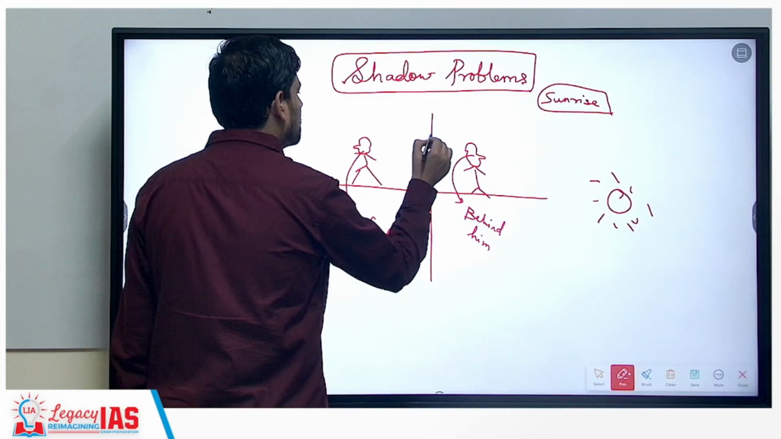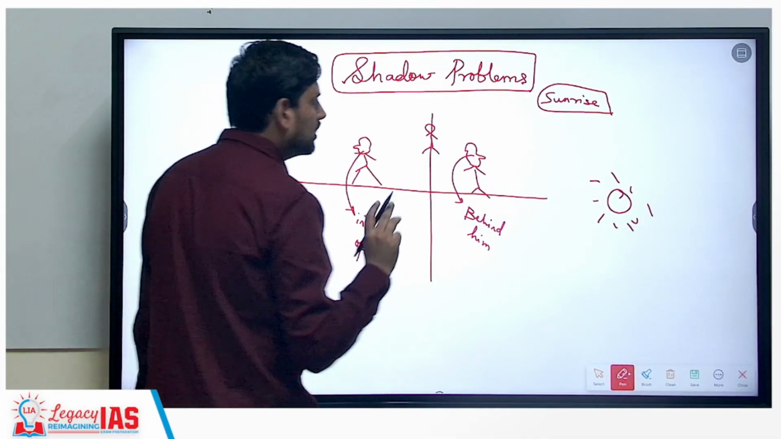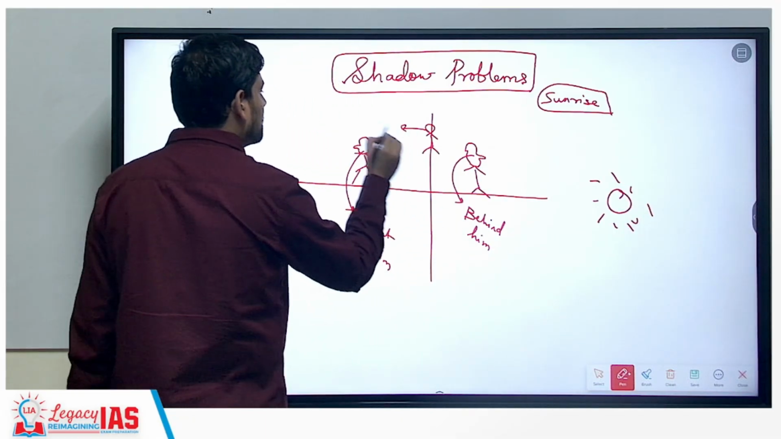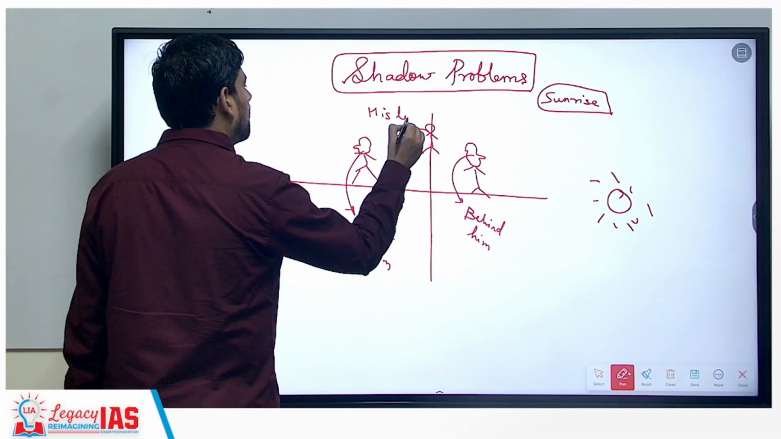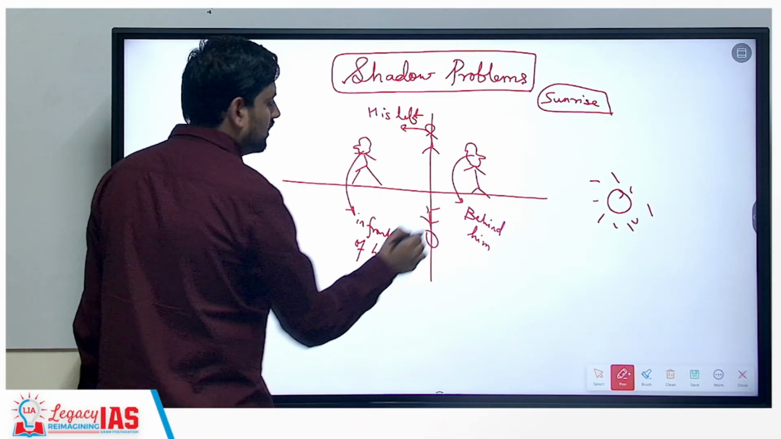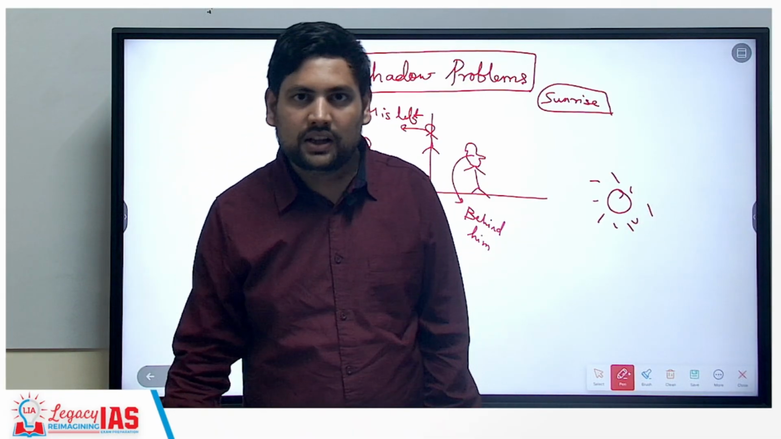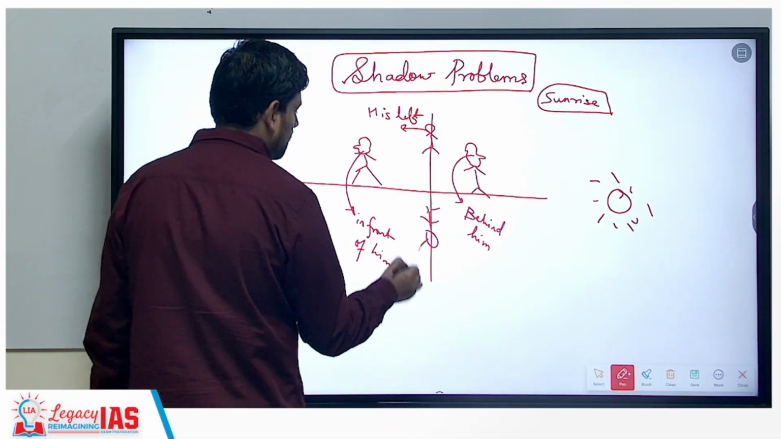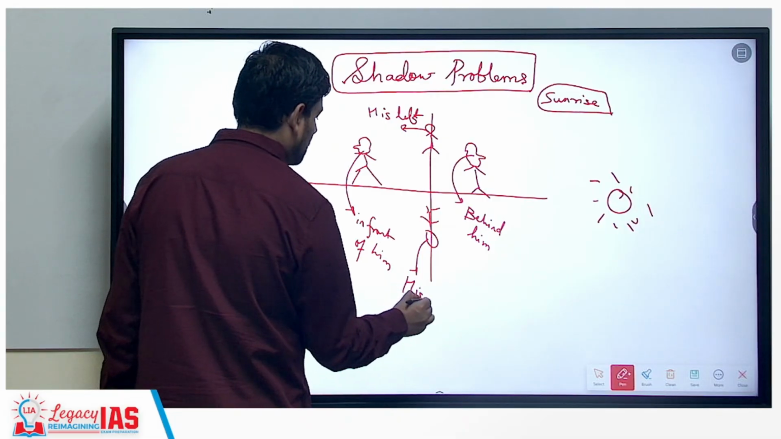Now if a person is going in the north direction and the sun is here, the shadow will fall towards his left. Similarly, if he is going in the south direction, then his shadow will fall towards his right.